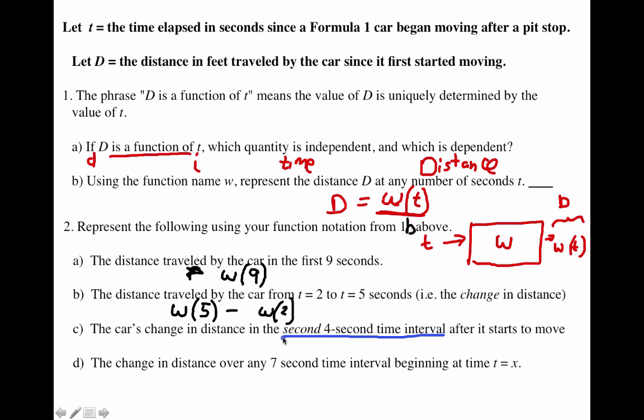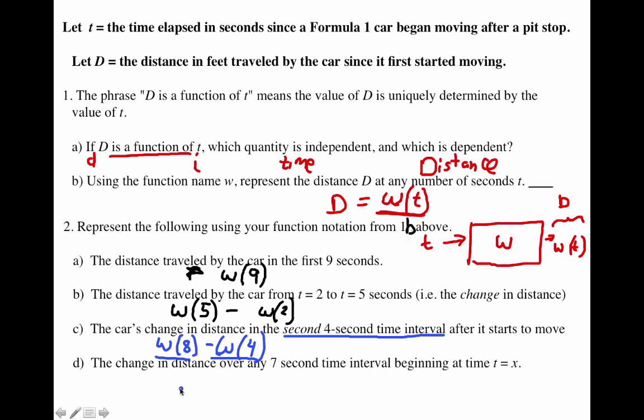What about the second 4-second time interval? Alright, second 4-second time interval means not from 0 to 4 seconds, but from 4 to 8 seconds. So it would be W of 8 seconds minus W of 4 seconds. The change in distance from the 4th second to the 8th second.